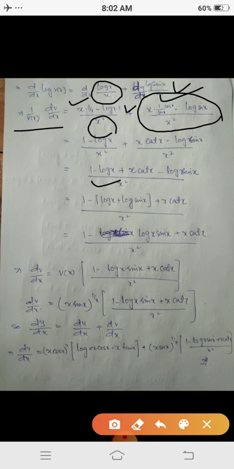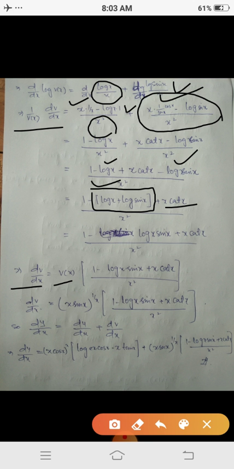By taking x square common, it is simply 1 minus log x plus x cot x minus log sin x, or 1 minus, we have two logs with negative sign, so take negative common, it is simply log x plus log sin x plus x cot x. Now using this log m plus log n, we simply get 1 minus log x sin x plus x cot x upon x square, which implies that dv by dx is v of x into 1 minus log x sin x plus x cot x upon x square.